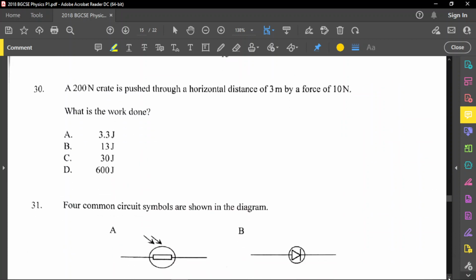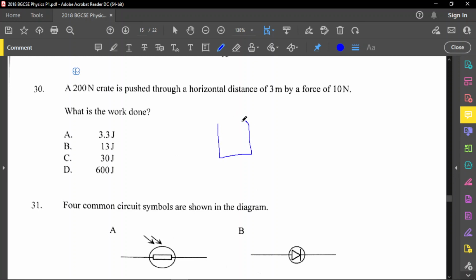Number 30, it said that a 200 Newton crate is pushed through a horizontal distance of 3 meters by a force of 10 newtons. All right. What is the work done? So this one now is a kind of a loaded question, even though it's a simple question, because there's so many things we can find from this one simple question here. But what I want to point out, the crate itself is 200 newtons, right? So I just want to draw this, to understand the visual representation a little bit better.